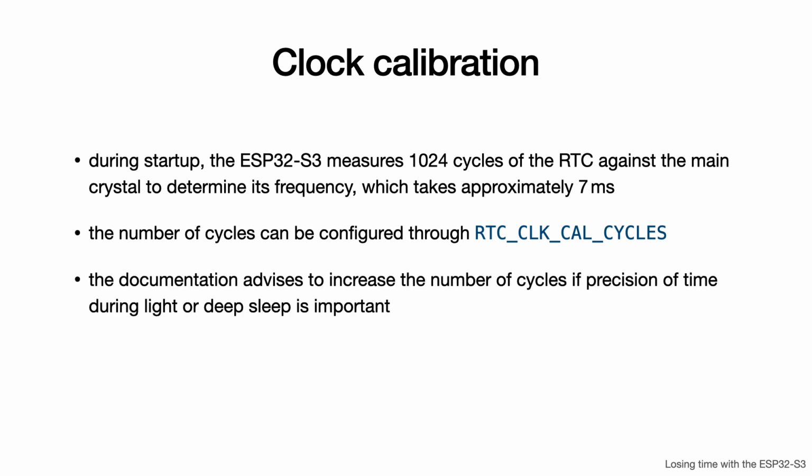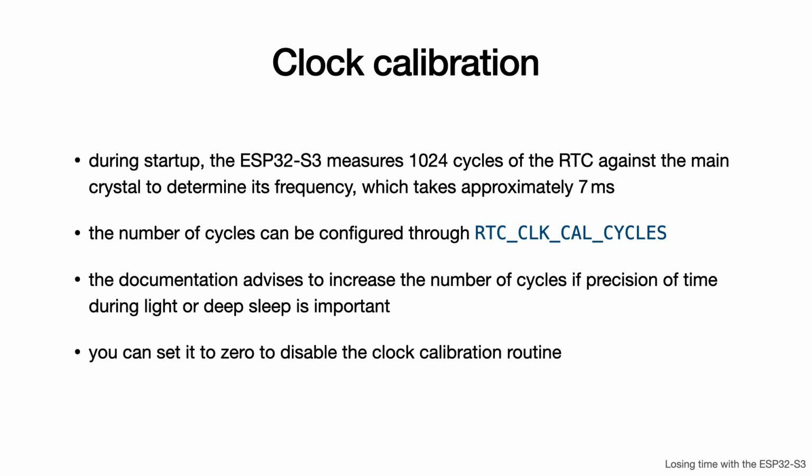And if you read the documentation, it says to increase the number if precision of time during sleep is important. However, we will see later that this won't do much about the clock drift. It just takes more time and power. You can also disable the calibration routine by setting the number of cycles to 0. This will save those 7 milliseconds, but you should then calibrate the frequency yourself.